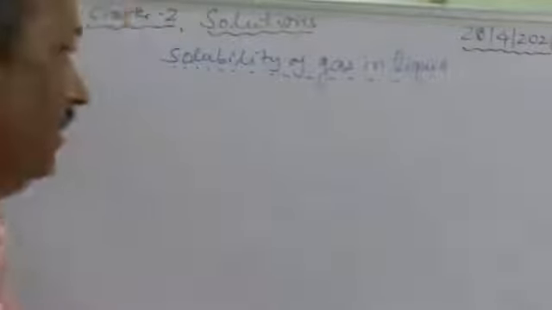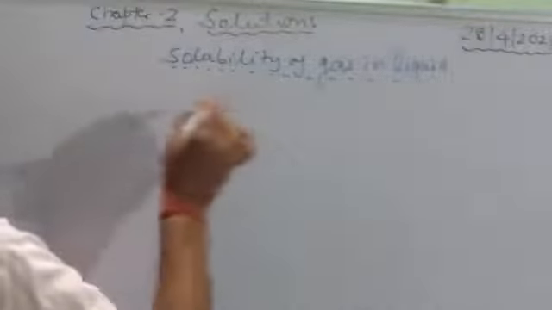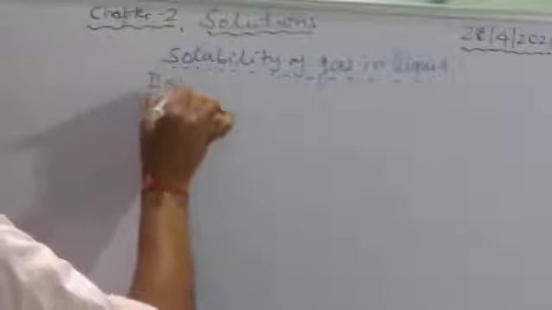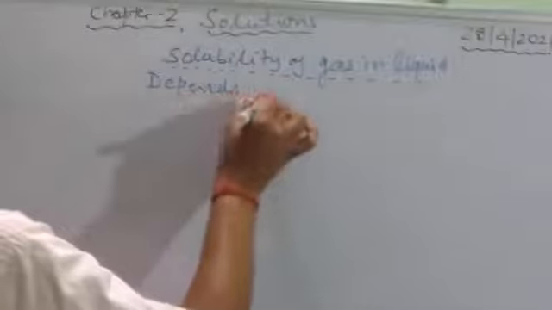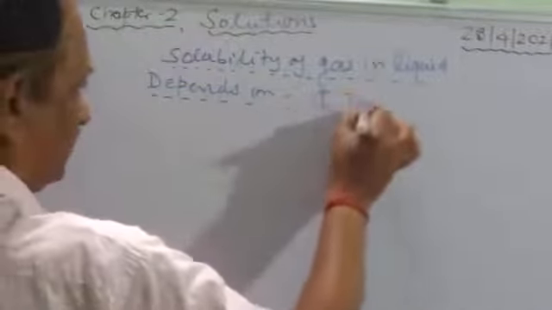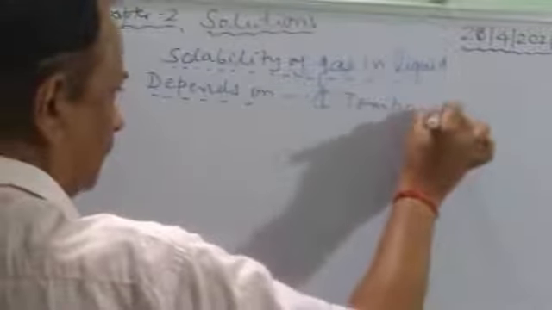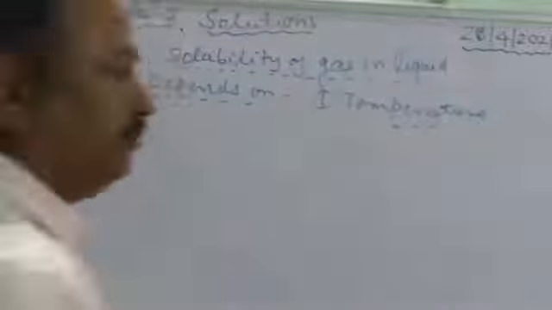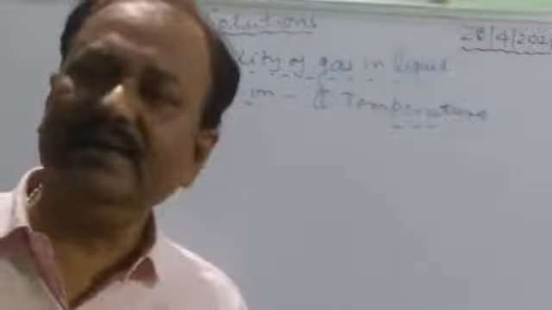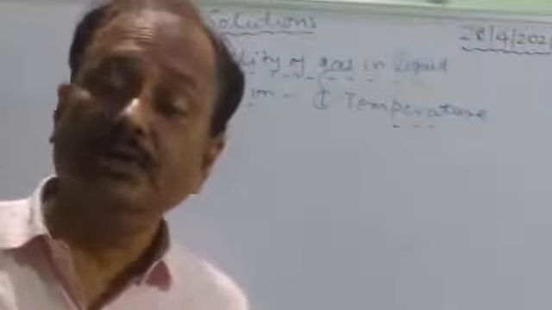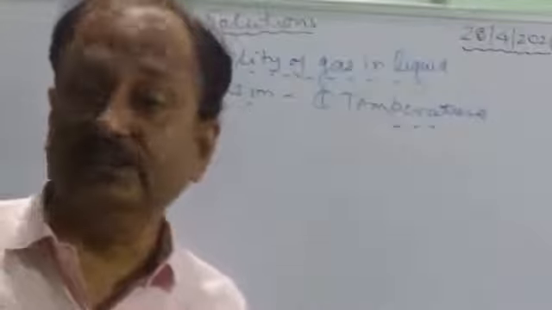So in continuation with the other factors, the solubility of a gas in a liquid depends on the following points. The first is the temperature. Temperature is a very important point. As the temperature is decreased, more and more gases can be dissolved.